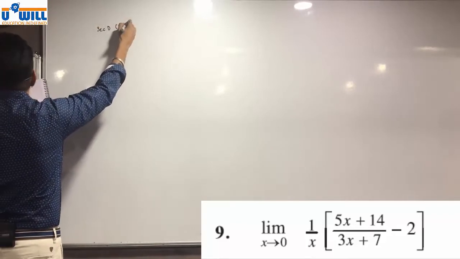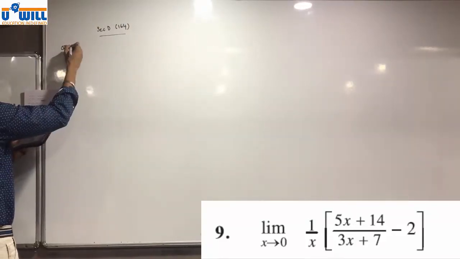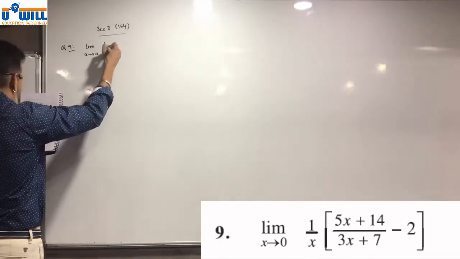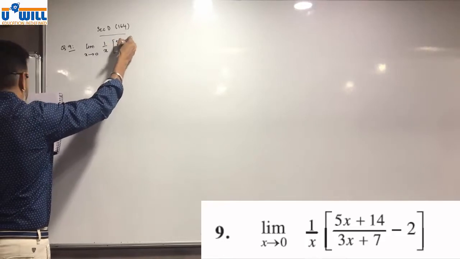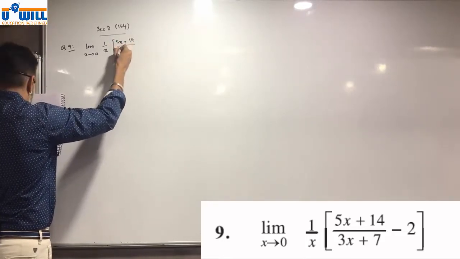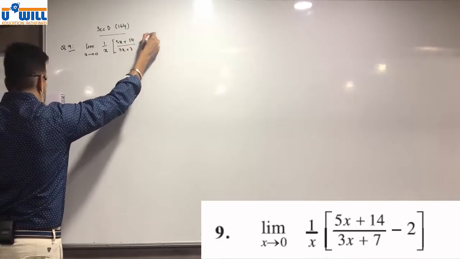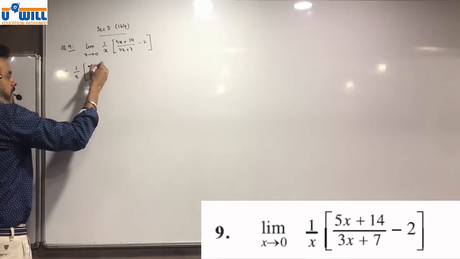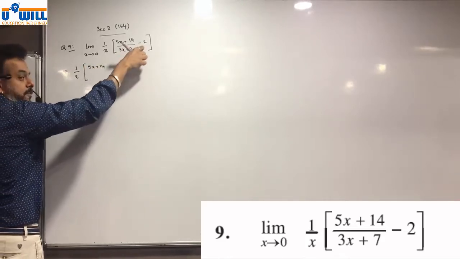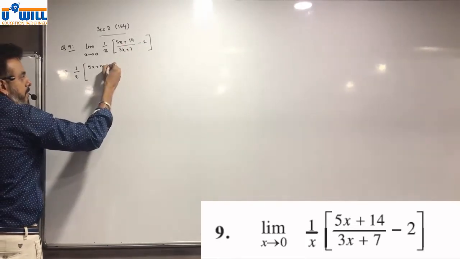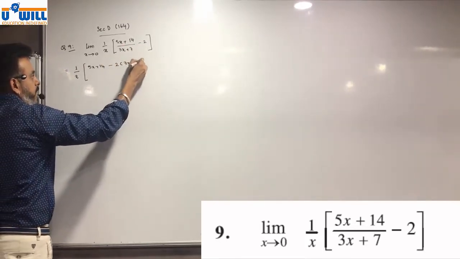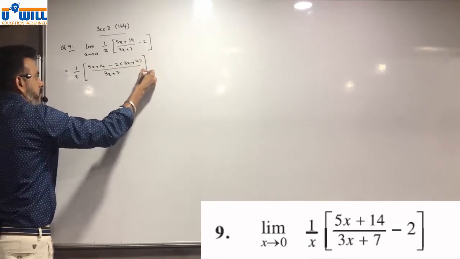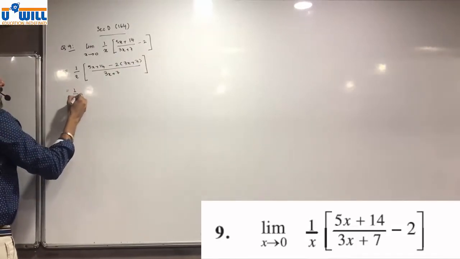Section D, page 164, question number 9. Limit x approaches 0, 1 upon x, 5x plus 14 upon 3x plus 7 minus 2, which is equal to 1 upon x, 5x plus 14. We will cross multiply this: minus 2 into 3x plus 7, whole upon 3x plus 7, equal to 1 by x.